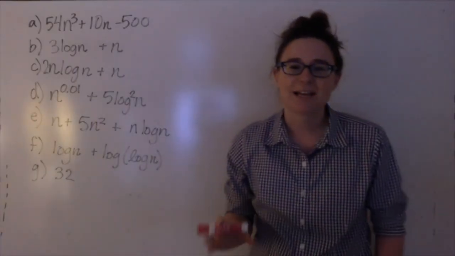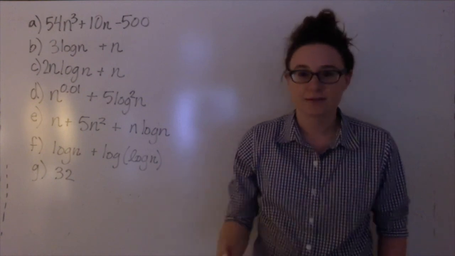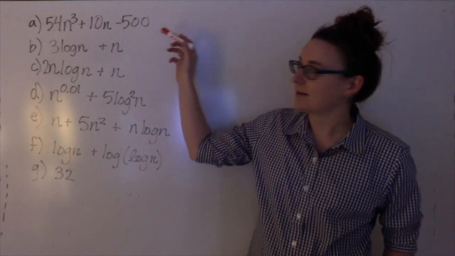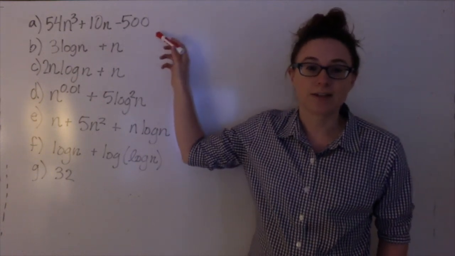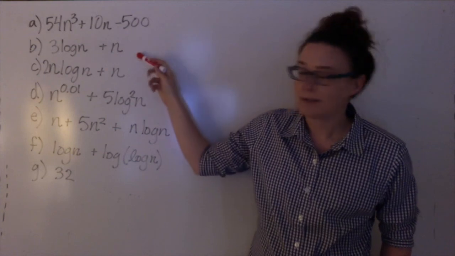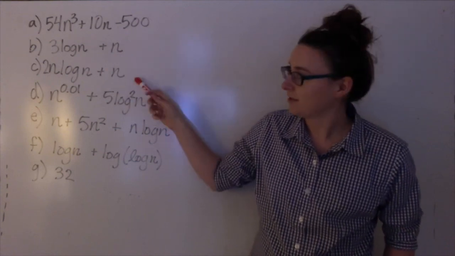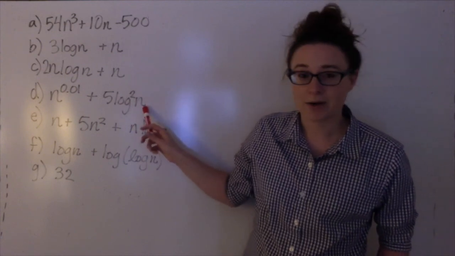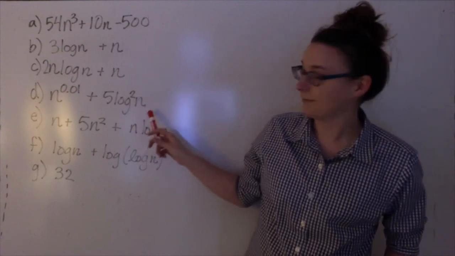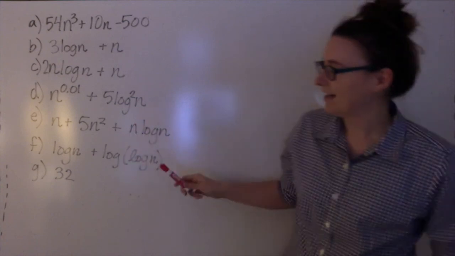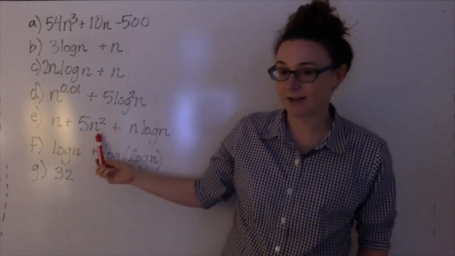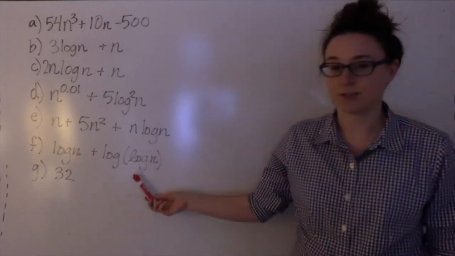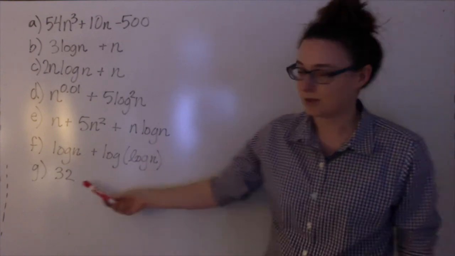Okay, I wanted to take a moment and do a few other examples with you guys. So I have some here. I've got 54n cubed plus 10n minus 500, 3 log n plus n, 2n log n plus n to the power of 0.01 plus 5 log squared n. And if you can see, this is n plus 5n squared plus n log n plus log of log n, and 32.